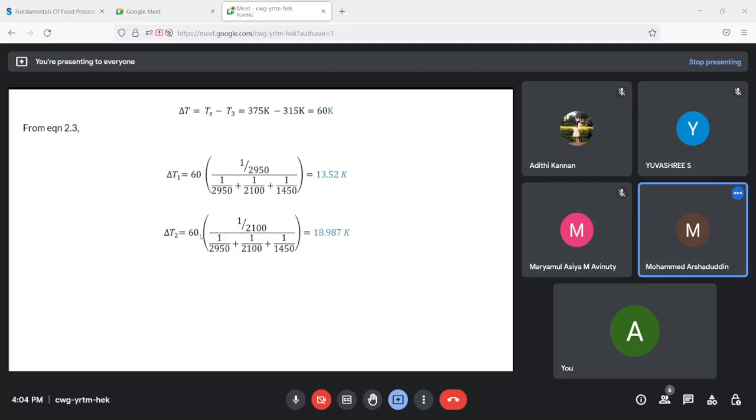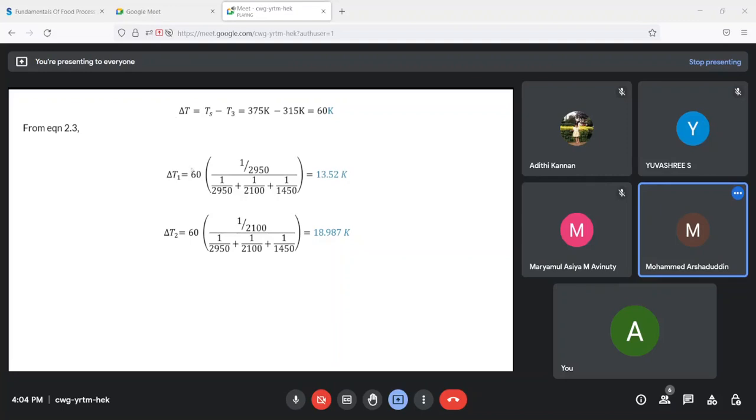Okay, similarly, you can calculate delta T2 as well. Delta T2 is equal to 60, that is delta T, into 1 by U2, the whole divided by 1 by U1 plus 1 by U2 plus 1 by U3. So similarly, you can calculate delta T2, which comes out to be 18.987 Kelvin. But what is asked in the question is the boiling point at that effect, not the temperature difference. So with delta T1 and delta T2, you need to calculate T1 and T2.